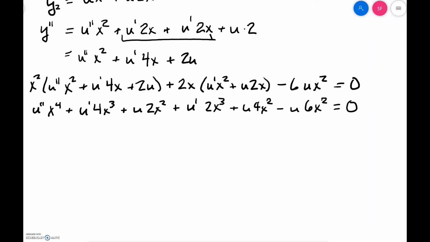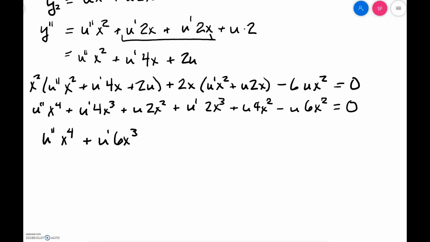And so if I look here, this is my only u double prime. Let's go ahead and bring that down. Now let's look at single primes. I've got a single prime here, a single prime here. I think those are my only two single primes. So when I combine those two terms, oh look, and my powers of x are still the same. So that would be u prime 6x to the third.